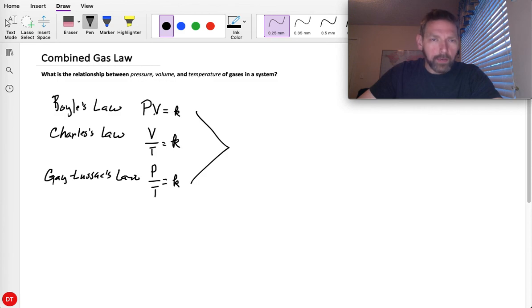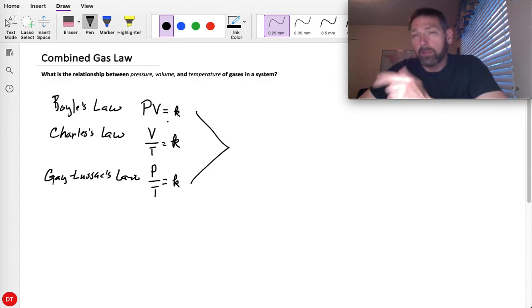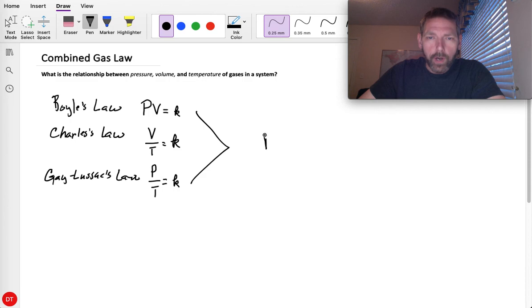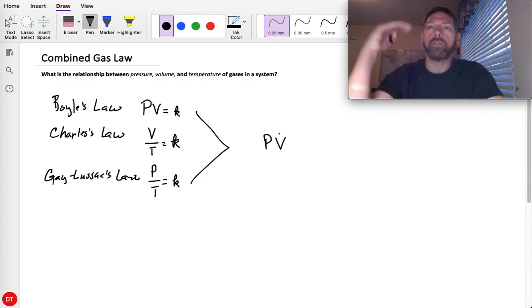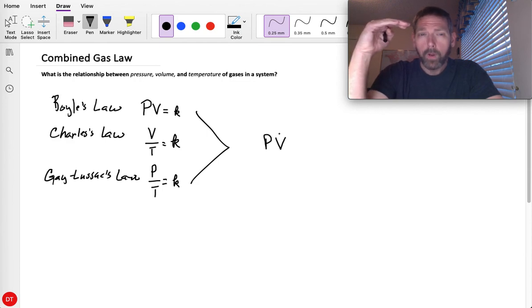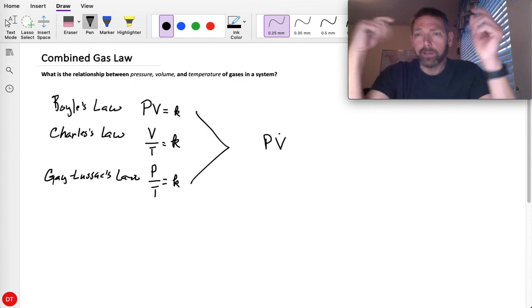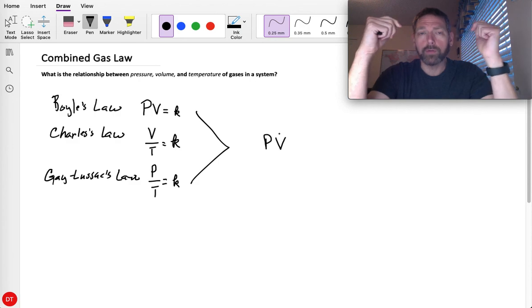So if K equals this, any number by itself is that number over 1. So this is really P times V, pressure times volume over 1. Everything we can think of as a fraction. So this is pressure times volume. Notice that pressure and volume are on the top part in Boyle's law. So you just multiply those two together.